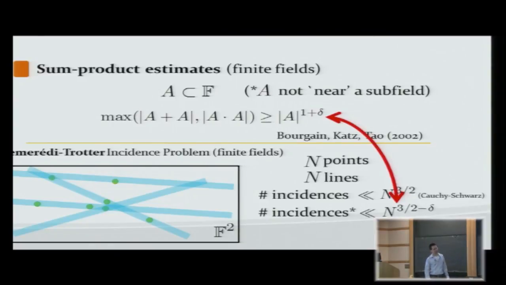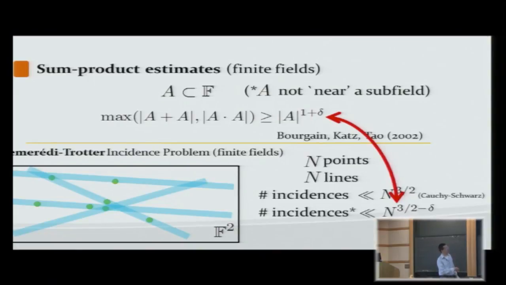So you were saying, from the incidences to the sum product, it's easy. Yes. But the other direction, you need some more. And in fact, the machine is quite terrible, because you need to put in parameters to quantify how far you are from a subfield.